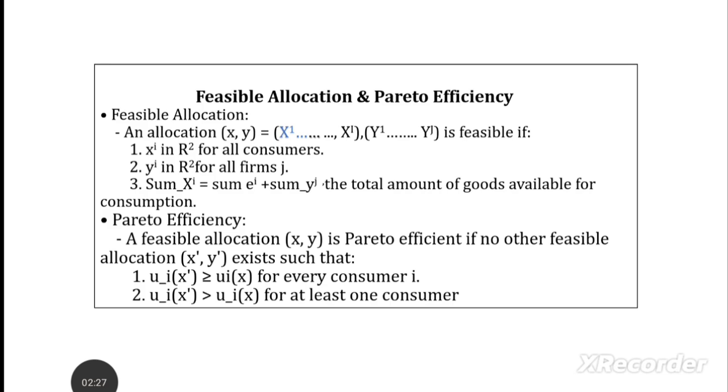In Pareto efficiency, there is no alternative allocation such that Ui(x'i) is greater than or equal to Ui(xi) for all consumers, and Ui(x'i) is strictly greater than Ui(xi) for at least one consumer. That means nobody's utility decreases, and at least one person's utility strictly increases.